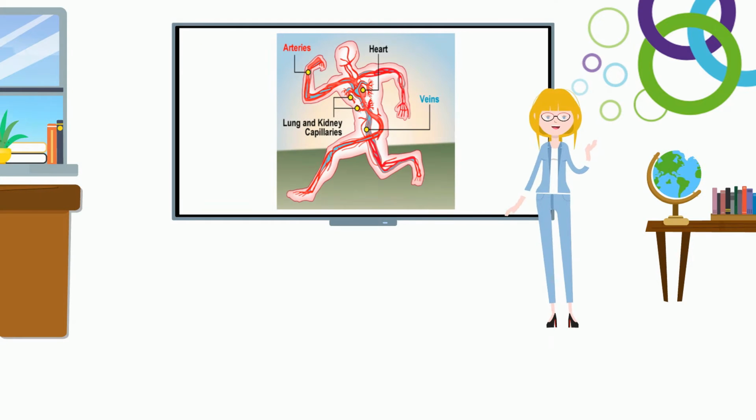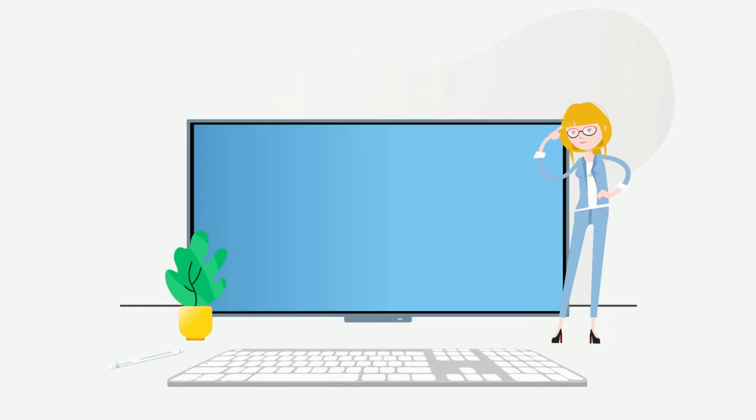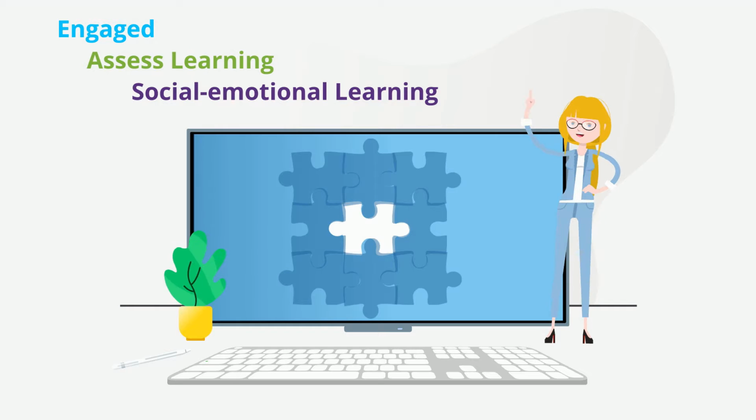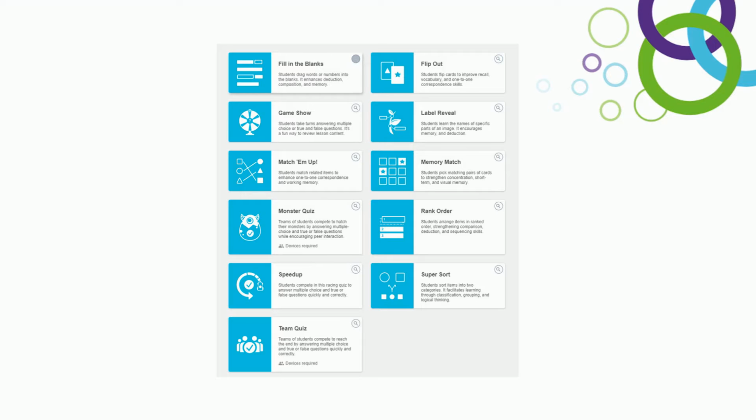After presenting a lesson to their students, teachers often want to check in for understanding. This can be done many ways, but interactive games and activities are a great way to keep students engaged, assess their learning, and help build social-emotional learning skills. The game-based activity templates in Smart Learning Suite provide teachers with a quick and easy way to build an activity to check in on understanding.